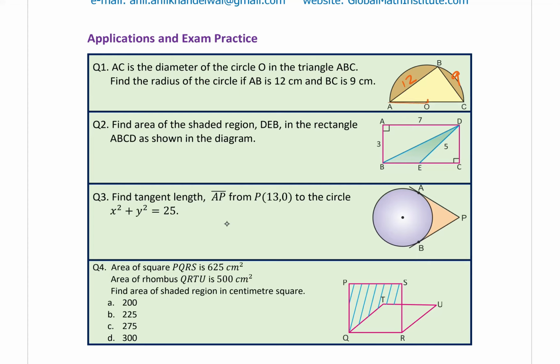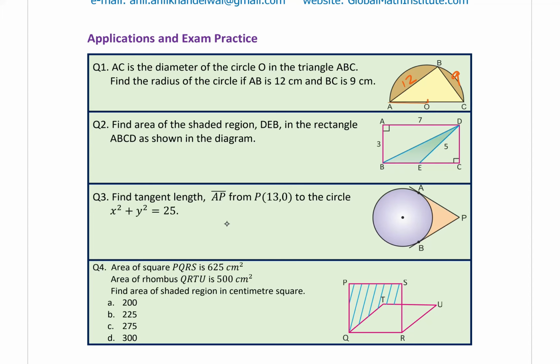Okay. Question number 2. Find the area of shaded region DEB, which is shaded in green here, in the rectangle ABCD as shown. So we are given the dimensions 7 by 3. And this is what area you need to find out. And D to E is given to us as 5, correct?